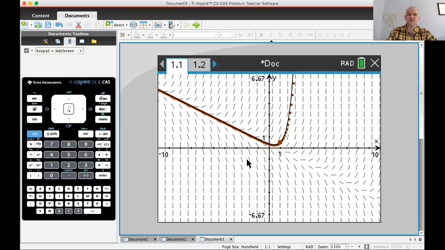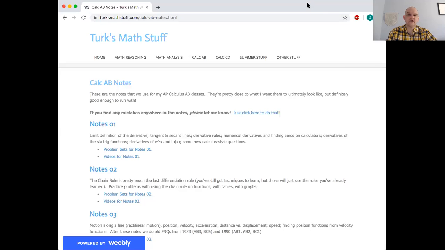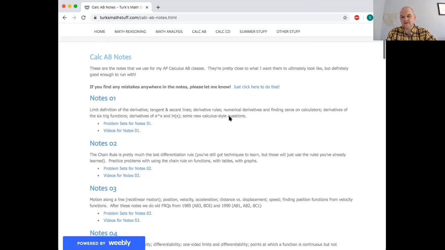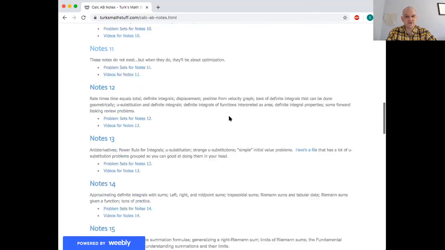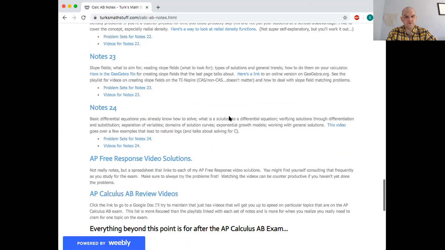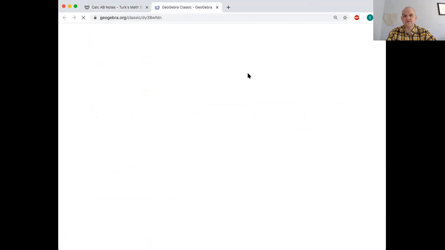So these are all the calculator things you can do. The other thing I'm going to share, Chrome. We're going Chrome here. Okay, so this is my website. It's turksmathstuff.com. Click on get to Calc AB somehow, and then scroll down until you get to notes 23. When you get to notes 23, it says here's a link to an online version of a GeoGebra thing.